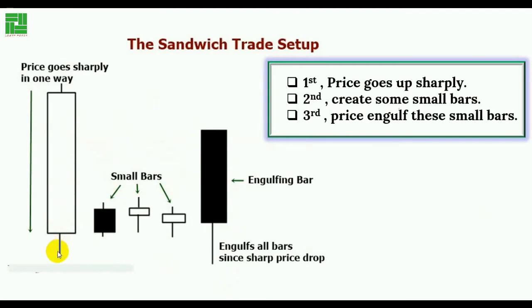In this picture on the left side, you will see a sandwich trading pattern. First of all, price goes up sharply. Second, it creates some small bars and then makes an engulfing bar over the small bars, and price goes down. This is a sandwich trade setup. The sandwich trading setup can be traded as a continuation pattern and also as a reversal pattern.